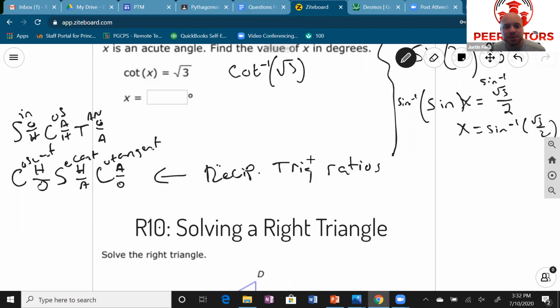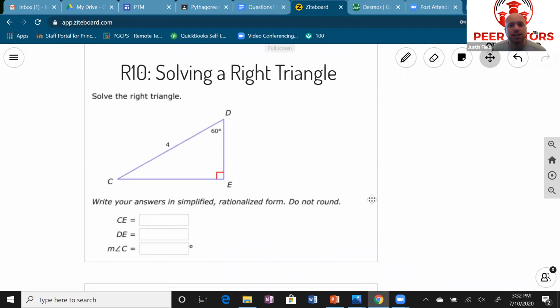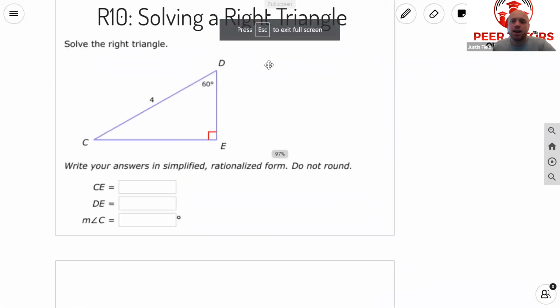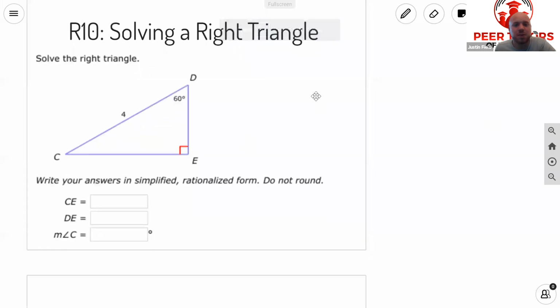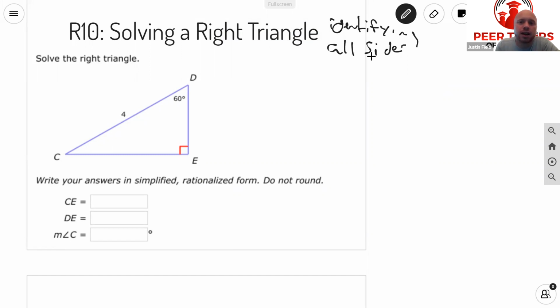Okay, so that lays the groundwork for a good class discussion. And the last thing I'm going to show you is how to solve a right triangle. So this should be back to a little simpler time here. We're only going to do right triangles. Solving a right triangle means identifying all sides and angles. So we want to know, what are all these sides? What are all the angles?